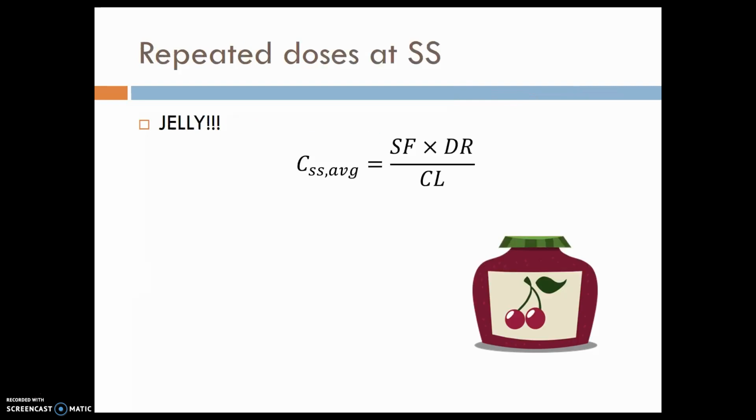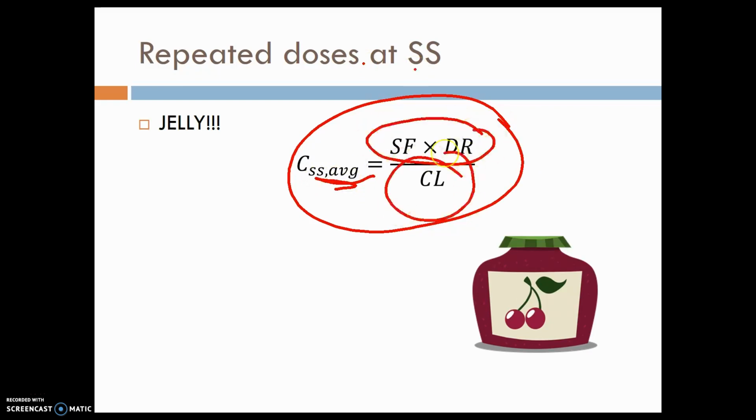You should know this equation well. This is when we give repeated doses. When we finally reach steady state, we're going to have this drug in versus drug out equation that's going to allow us to do a lot of things.